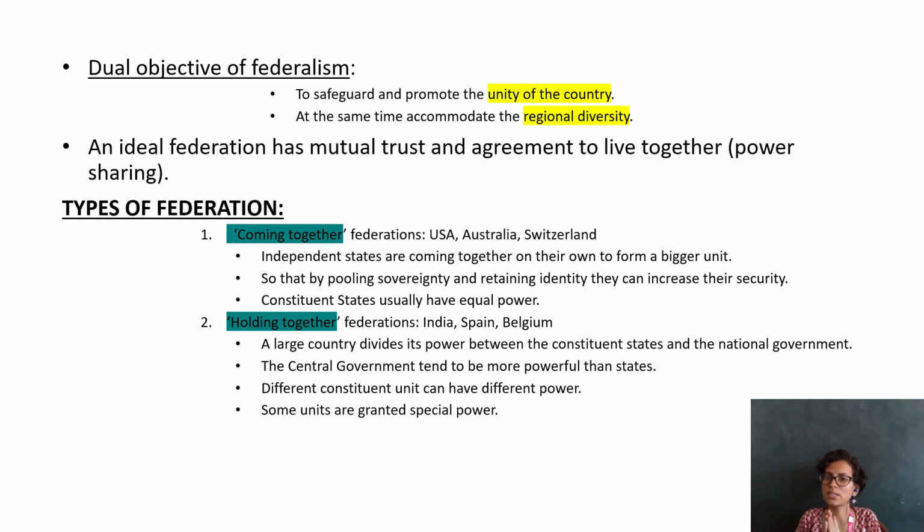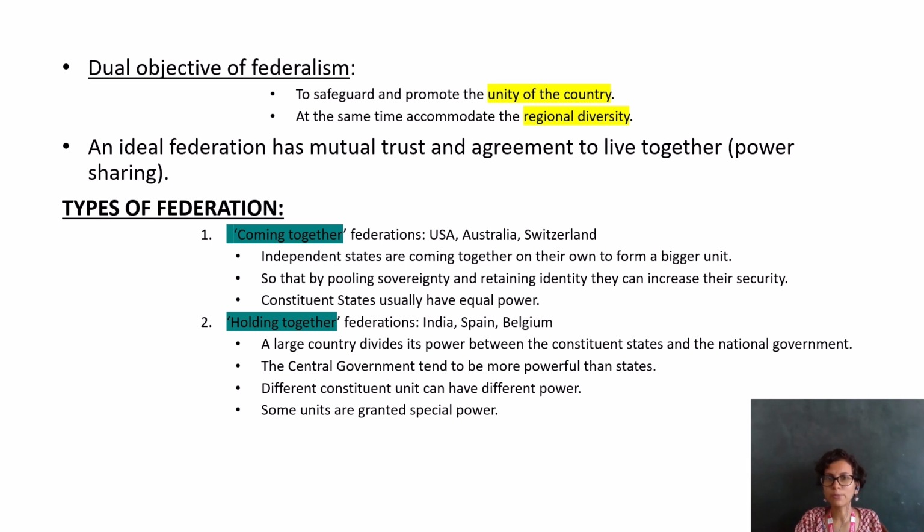The festivals that state has, the language these people are speaking. So they accommodate the diversity. At the same time, we are telling that we all are Indians. So this part of our Indianness is looked after by the central government, whereas the day-to-day needs are looked after by the state government.